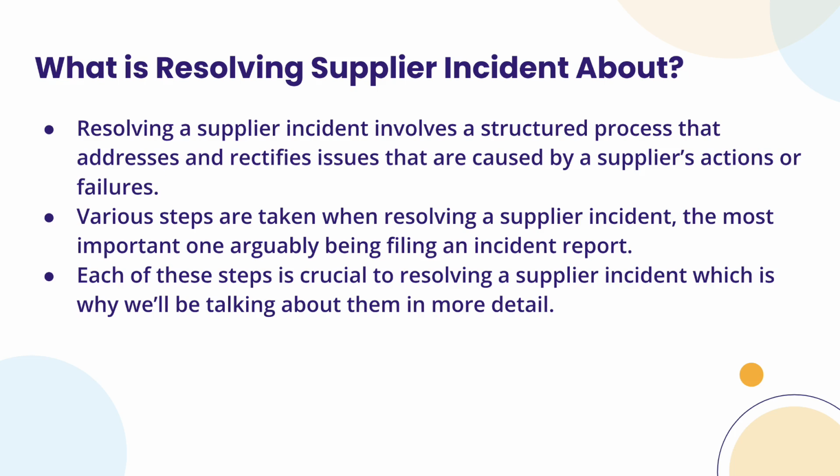Various steps are taken when resolving a supplier incident, the most important one arguably being filing an incident report. Once an incident is reported, there's the work of identifying and assessing the severity of an incident, coordinating a cross-functional team from multiple departments, and containing and mitigating the damage. Each of these steps is crucial to resolving a supplier incident, which is why we'll be talking about them in more detail.